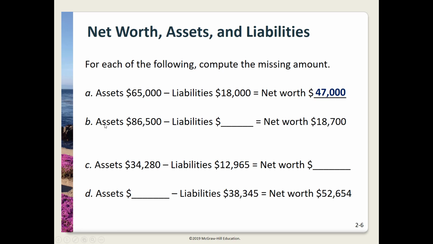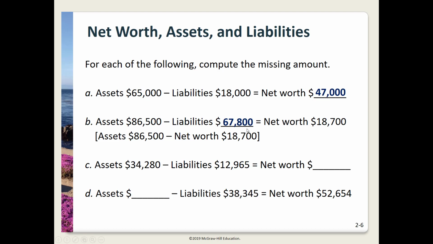In Part B, we have assets of $86,500. We don't know the liabilities, but we do know the net worth of $18,700. So if you've taken an algebra class before in the past, this is where we're solving for x or solving for the missing variable. So what we'll actually be doing is we're going to move the net worth on this side by subtracting it and moving the liabilities to the other side by adding it or moving it to the right. And so to rewrite this mathematically, we would take our assets of $86,500 minus the net worth of $18,700, and that'll give us a liabilities of $67,800.